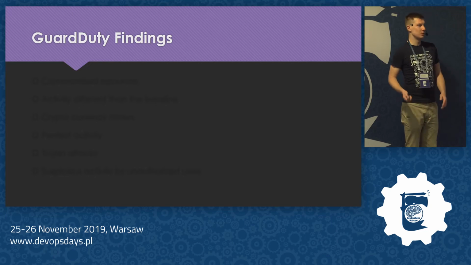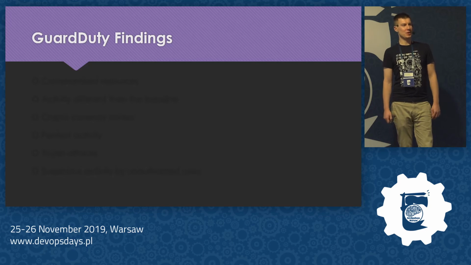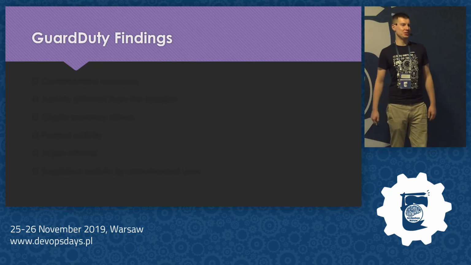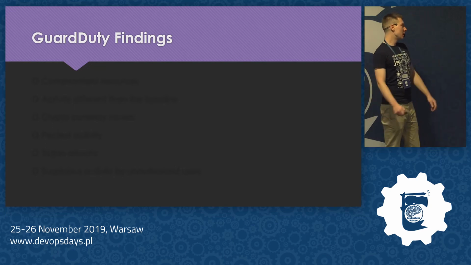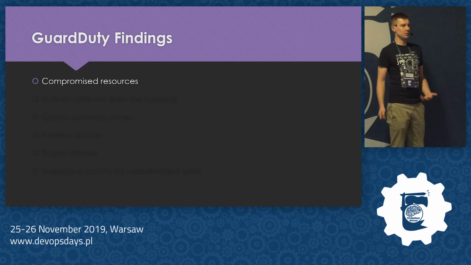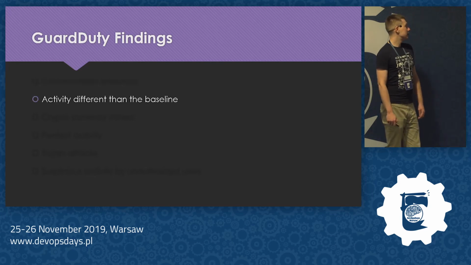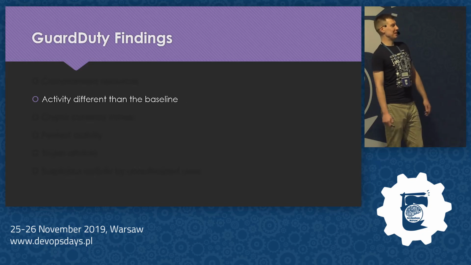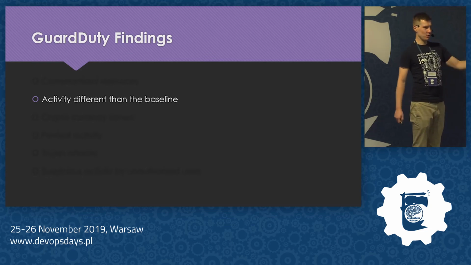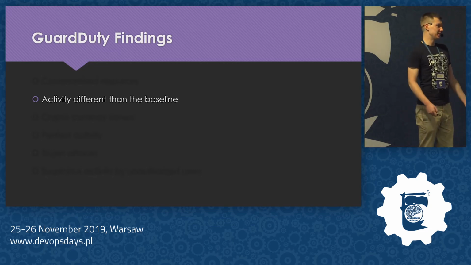And I won't really go too much into GuardDuty. Amazon also doesn't say too much about what sort of fancy machine learning, artificial intelligence they are doing. Obviously, it's their secret sauce. But they claim that they can find things like compromised resources. So think EC2 instances, S3 buckets that are compromised. Things like activity different than the baseline. This can encapsulate all different types of issues, because basically what they try to do is get a baseline of what your typical activity in the AWS account is, and then if there is something extraordinary, they'll alert.